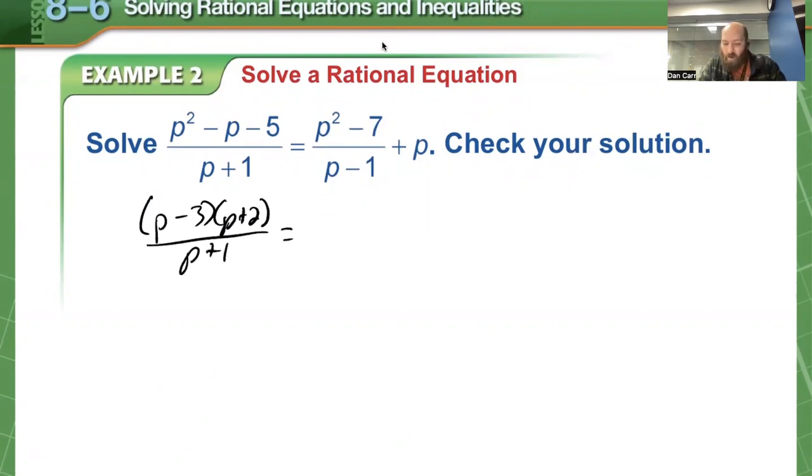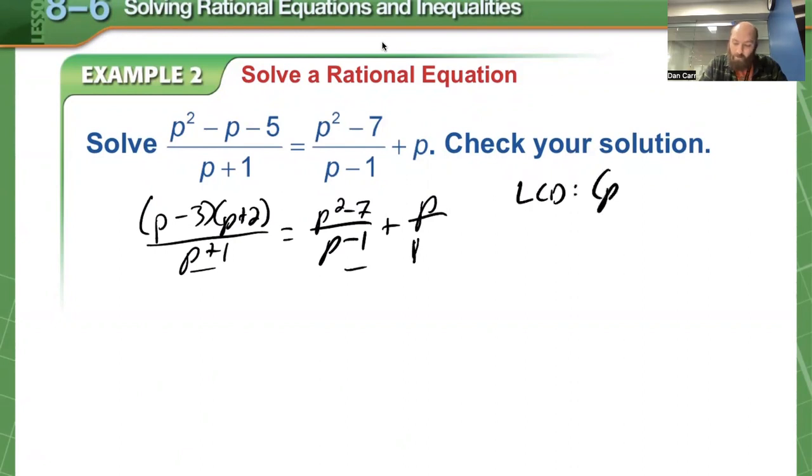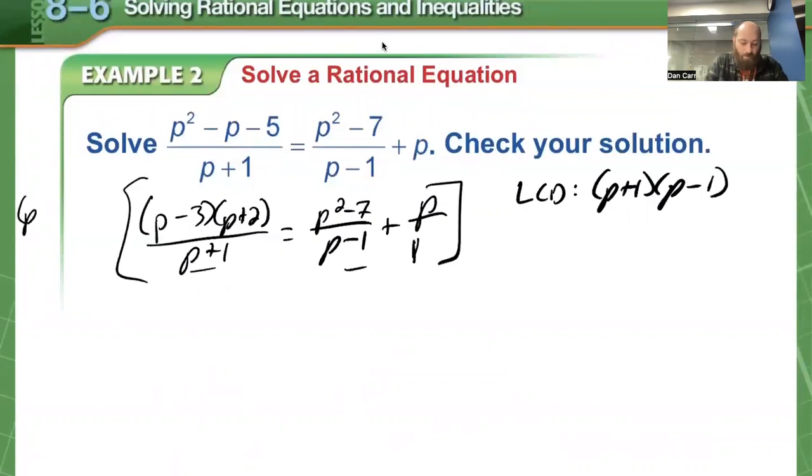This will be p squared minus 7, so I'll just leave it like that. P squared minus 7 over p minus 1, and then plus p over 1. If I look at that, that's pretty easy for my LCD. It's p plus 1, p minus 1. So that's what I'm going to multiply this whole thing by: p plus 1, p minus 1.